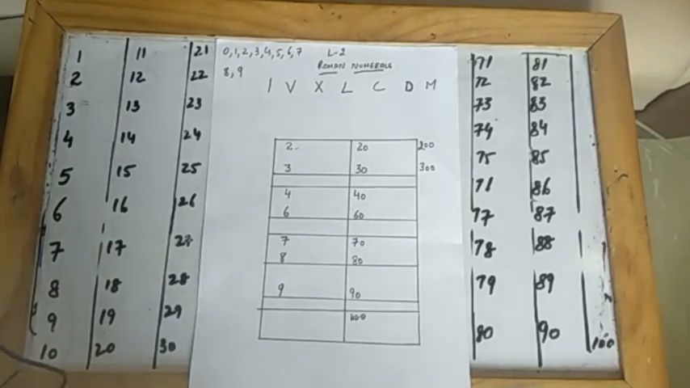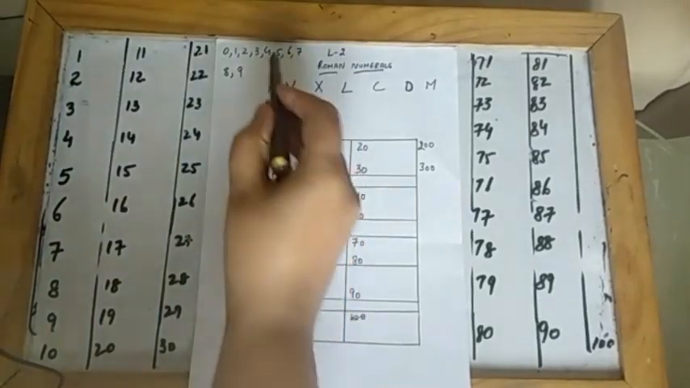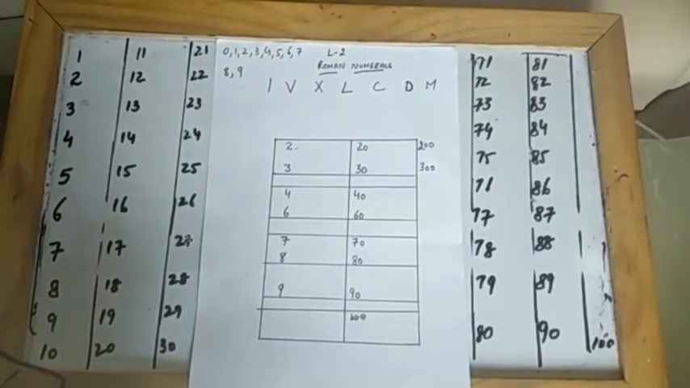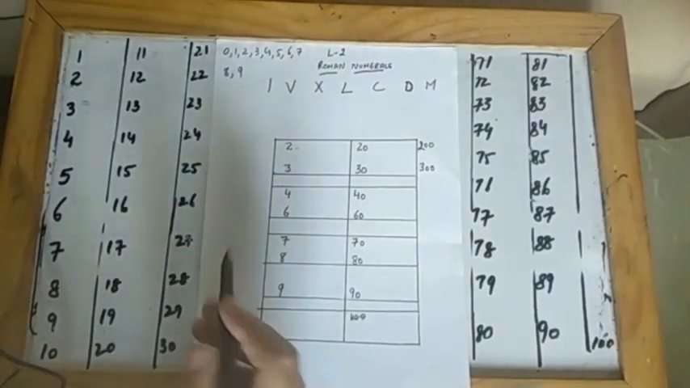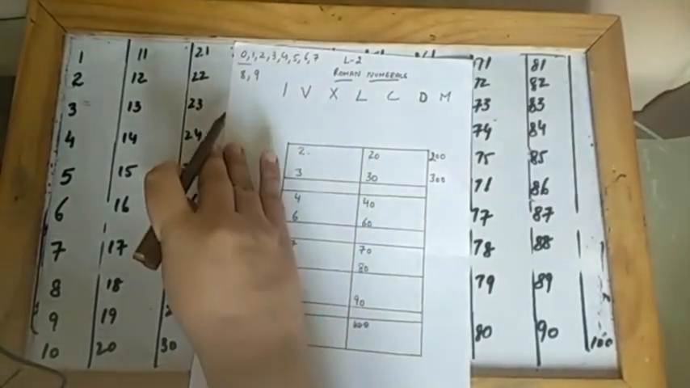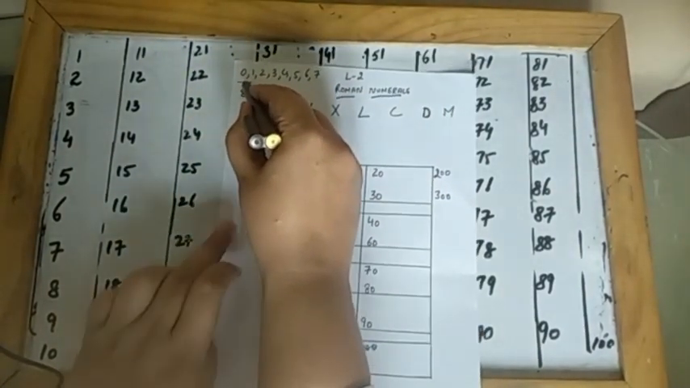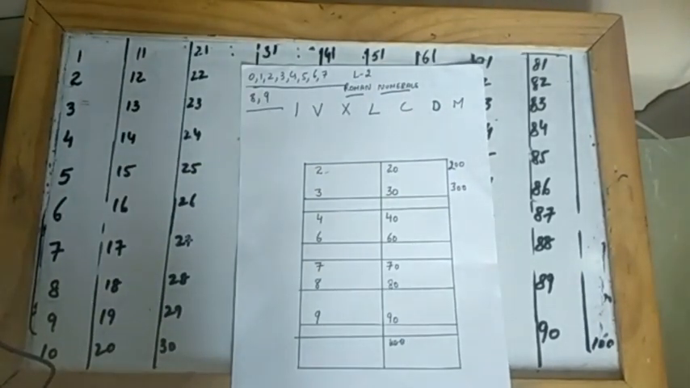So students, as you know, we usually use the numerals 0, 1, 2, 3, 4, 5, 6, 7, 8, 9 to write our numbers. These numerals are often called the Hindu-Arabic numerals. So these numerals that we use in our daily life are the Hindu-Arabic numerals.